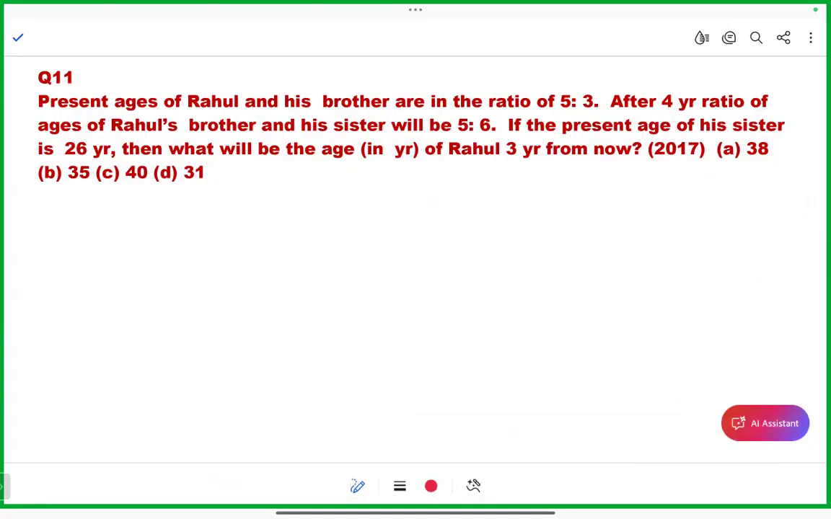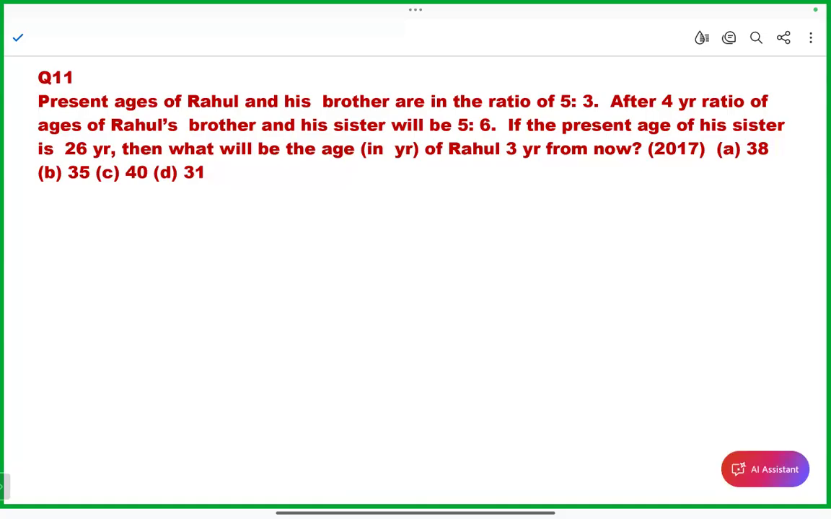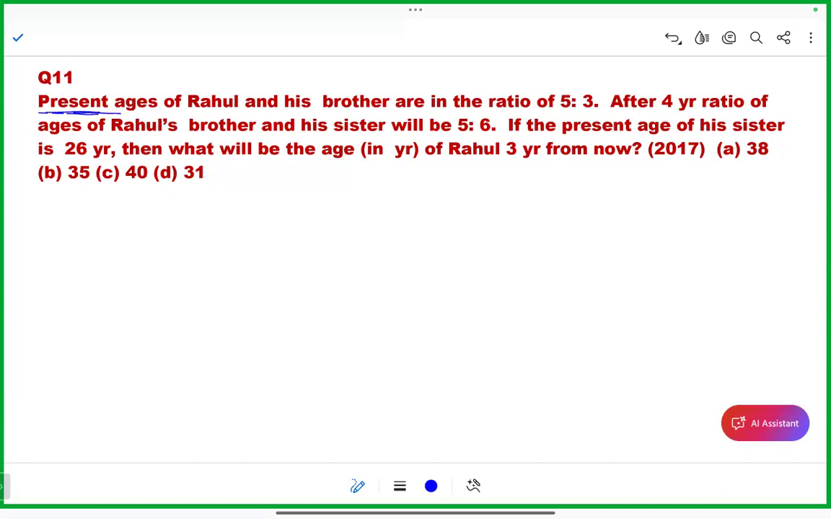Now, if you are ready, let's start our class. This is a different type of age-related problem, but it is based on ratios. So let's read the question and solve it. The present ages of Rahul and his brother are in the ratio 5:3. So in the present, Rahul is 5x and the brother is 3x.